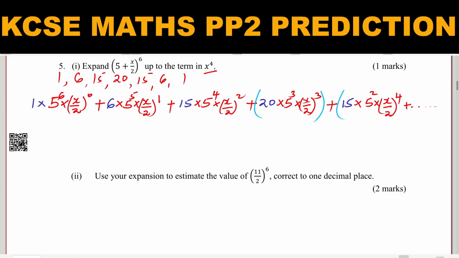So now this is what we need to simplify. We need to simplify all these, and when you simplify, you simply multiply each one of them. The first one gives 5 raised to power 6, since x over 2 raised to power 0 is 1, so this will remain as 5 raised to power 6, which gives 15,625. Then plus 6 times 5 raised to power 5 times x divided by 2. When you multiply that, you get 9375x.